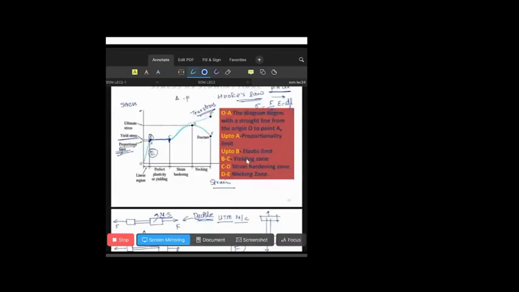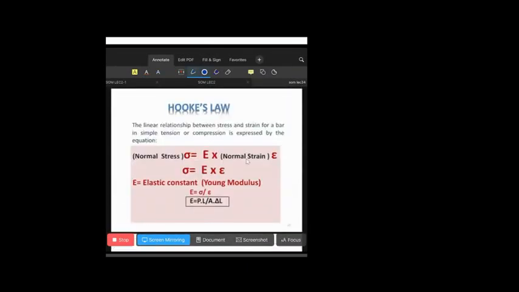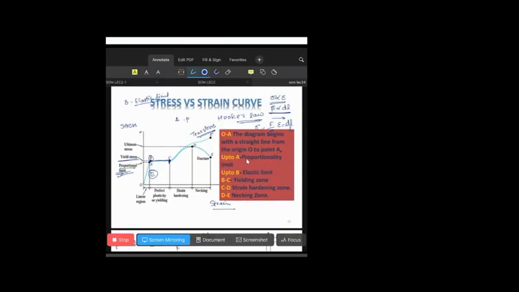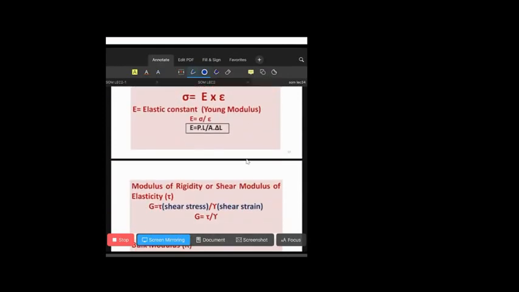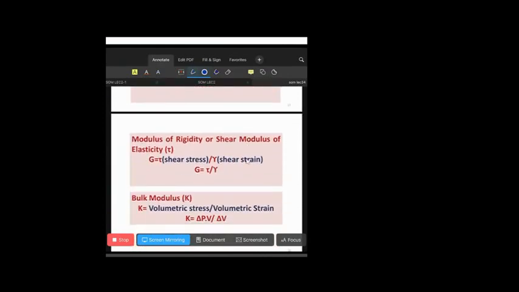Now these things are already discussed. What is Hooke's law? Hooke's law says there will be a linear relationship between your stress and strain. The linear relationship will be up to point A, and that will be your proportionality limit. So Hooke's law will be valid up to the proportionality limit. Please keep a note of this. Now, if we take the shear stress and shear strain, we will get another elastic constant, called the modulus of rigidity, which is nothing but shear stress upon shear strain. Similarly, as I already told you, there is another modulus for volumetric stress and volumetric strain, called the bulk modulus, denoted by K.